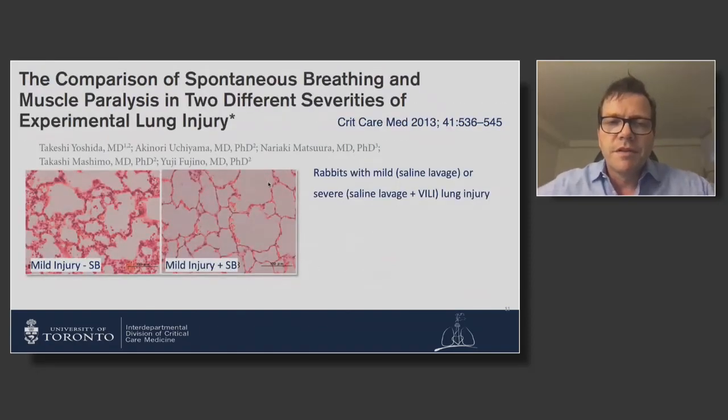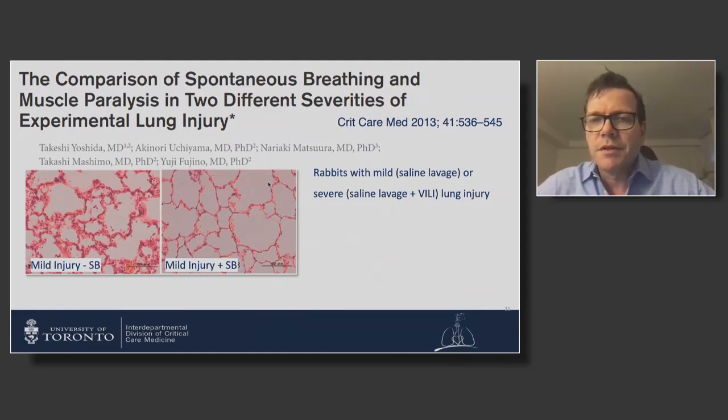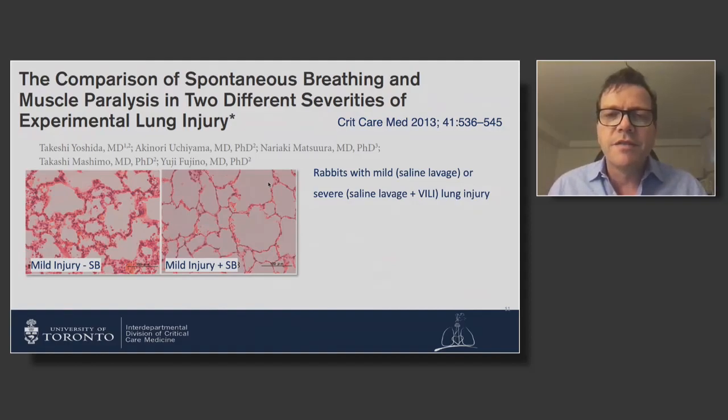We also have some further information from laboratory studies. This is a rabbit experiment with mild injury in some or severe in others. So the mild injury was just saline lavage. The severe injury was saline lavage plus intentional ventilator-induced lung injury. And when the rabbits with mild injury were paralyzed and had no spontaneous breathing, you can see there's a little bit more lung injury at the end of the experiment. Here, this mild injury with spontaneous breathing led to the best looking lungs.